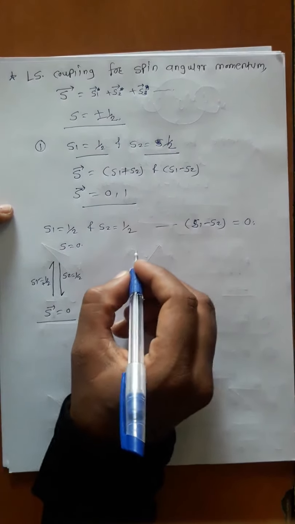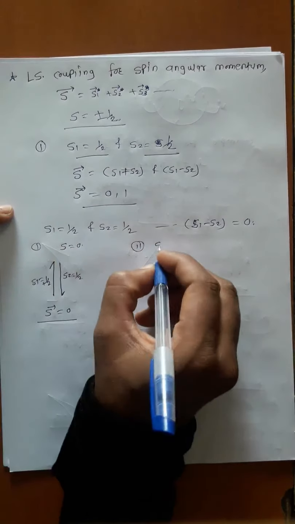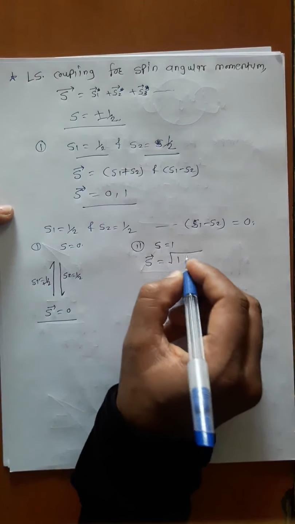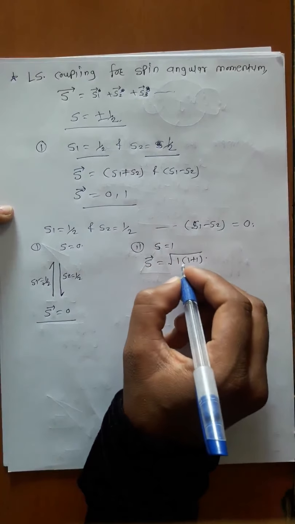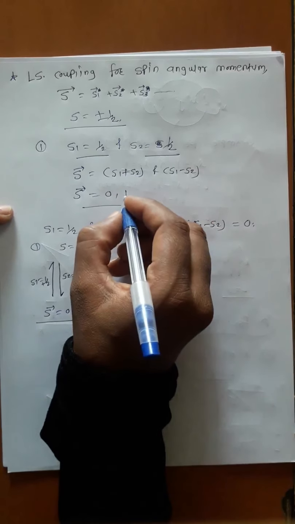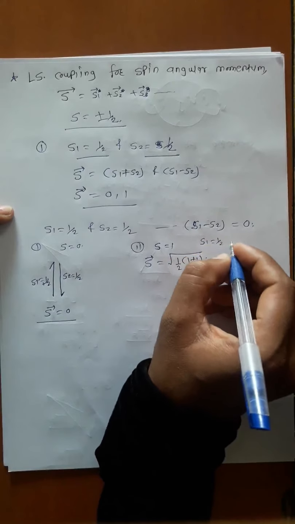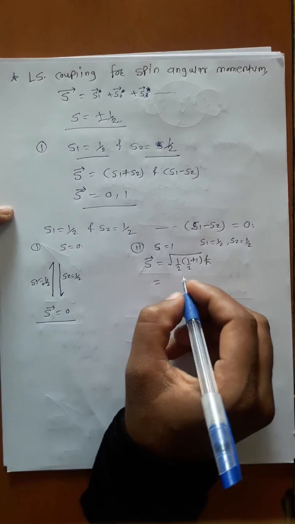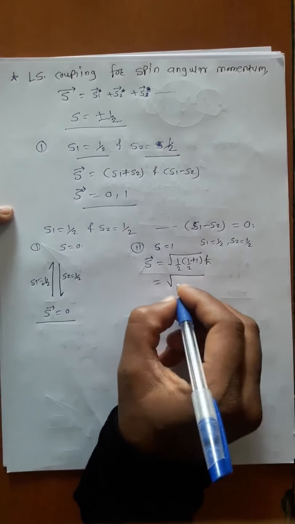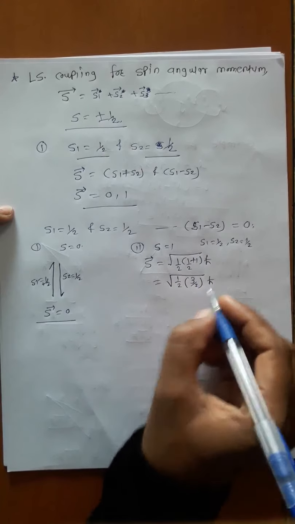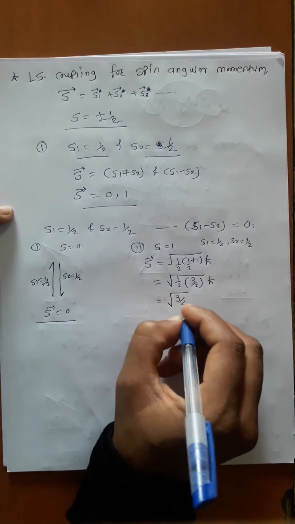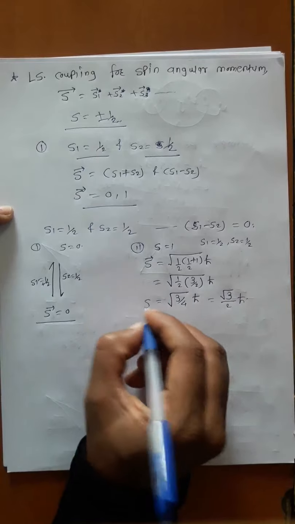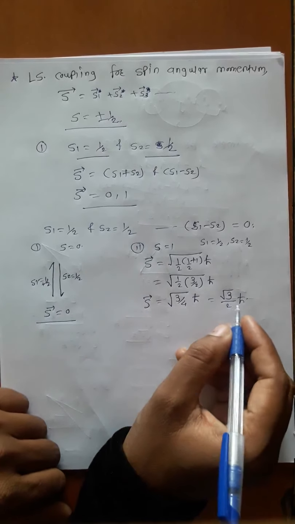But now we take the value of S is equal to 1. S is equal to 1 means S bar is equal to square root of 1 into 1 plus 1, with S1 is equal to 1/2 and S2 is equal to 1/2. Square root of 1 into 1 plus 1 into h cross, we will get the value of square root of 3 by 4 h cross, that is root 3 by 2 h cross. So S bar is equal to root 3 by 2 h cross.